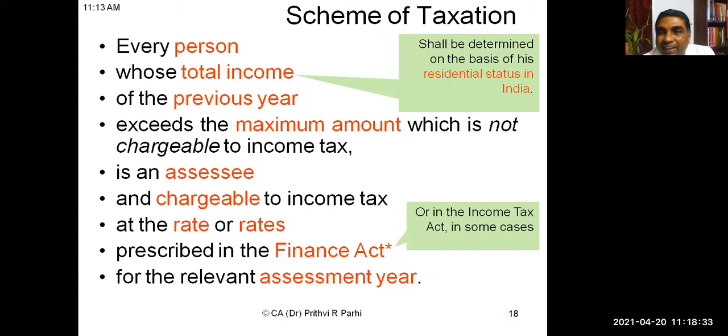The rate or rates at which tax is to be levied: most of the rates are there in the Finance Act itself. Finance Act means not the Income Tax Act. Finance Act means the annual budget. You find the rates of income tax there.